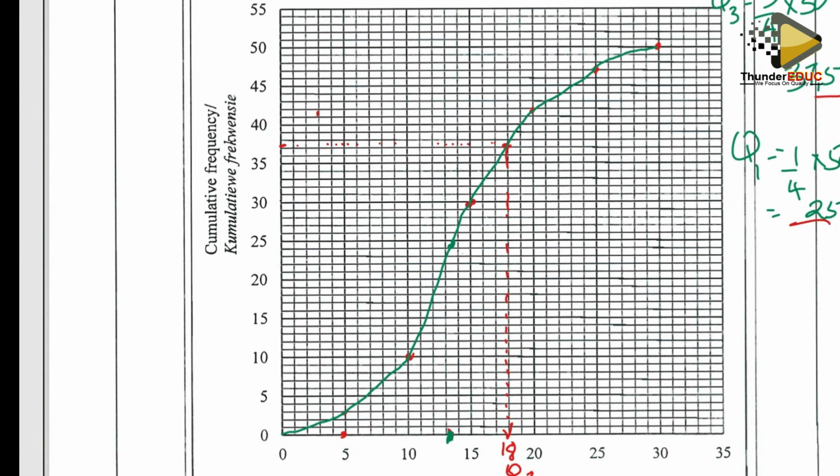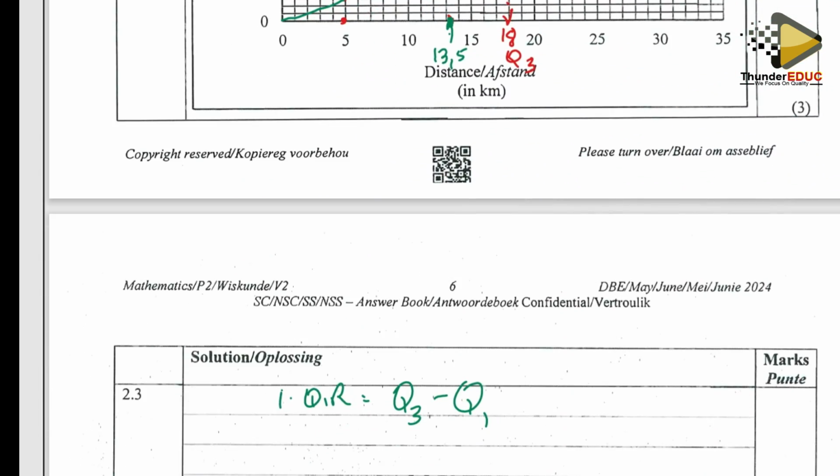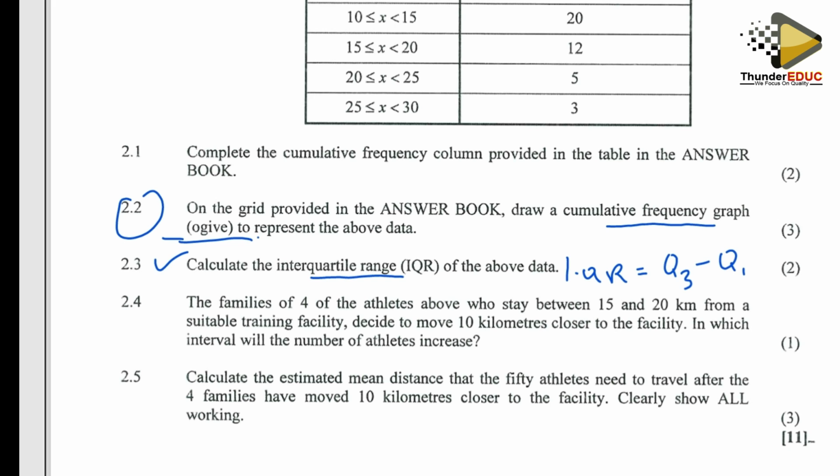So this value is 11, 12, 13. Maybe we can take it to be 13,5. So for my IQR, I'm going to get 18 minus 13,5. That gives me 4,5. That would be kilometers. So that is question number 2.3.